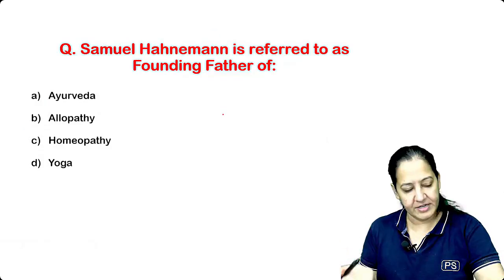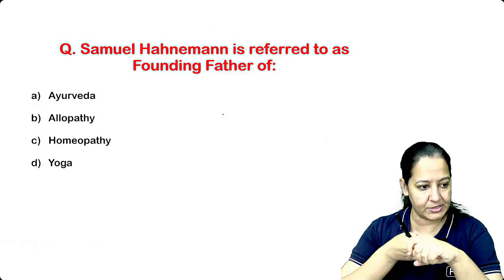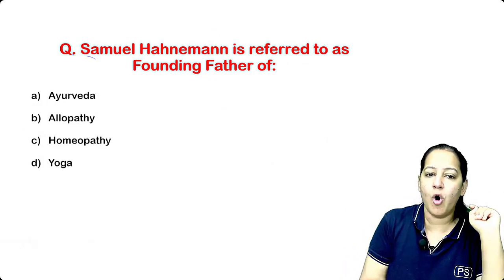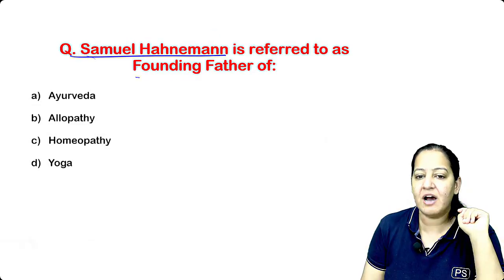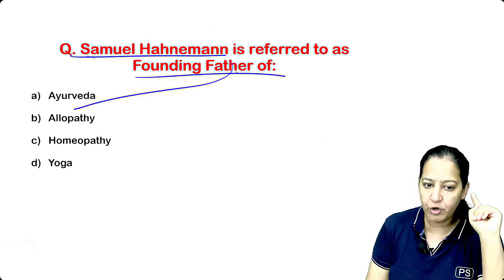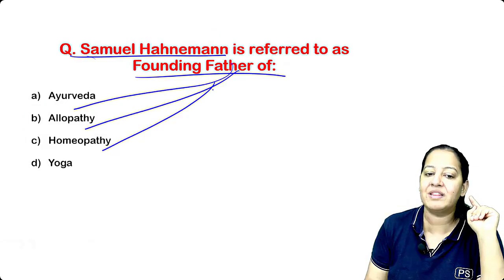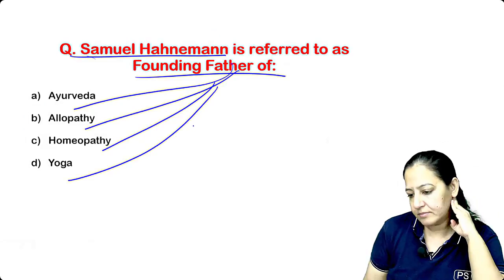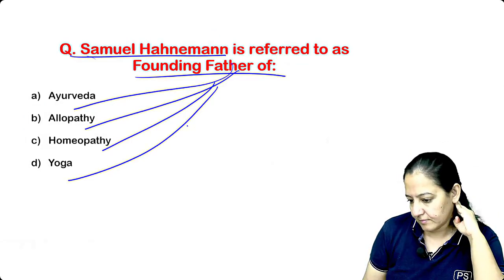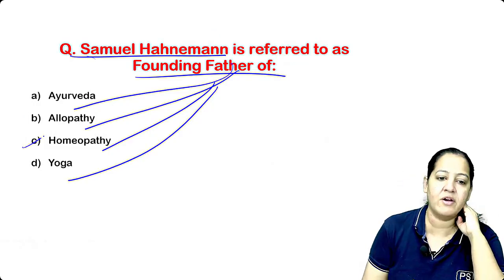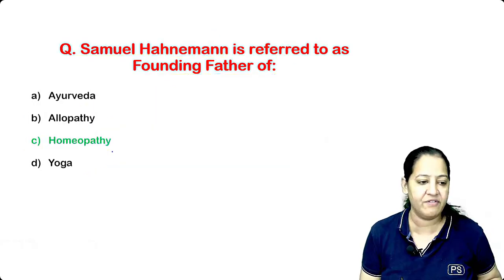We are done. Tell me the answers fast, people. Samuel Hahnemann is the father of what? Father of Ayurveda, father of allopathy, father of homeopathy, or father of yoga? What is the correct answer? Yes, so you all are right. The correct answer is homeopathy. He's the father of homeopathy.